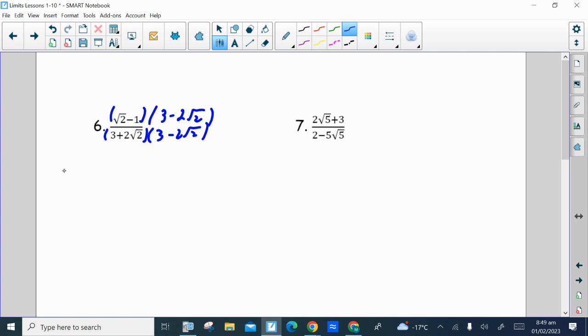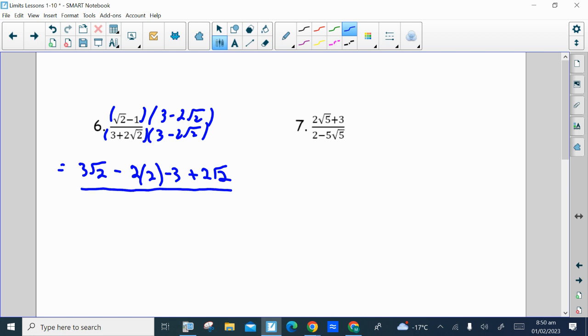So on top, we need to FOIL those out. Root 2 times 3 is 3 root 2. The outer product, a positive times a negative is a negative. You're going to have root 2 times negative 2 root 2. So it's negative 2 times root 2 times root 2. Root 2 times root 2 is 2. So that's what you get when you multiply the outer terms together. The inner terms, negative 1 times 3 is minus 3. And the last terms, a negative times a negative is a positive. It's going to be 1 times 2 root 2, which is 2 root 2.